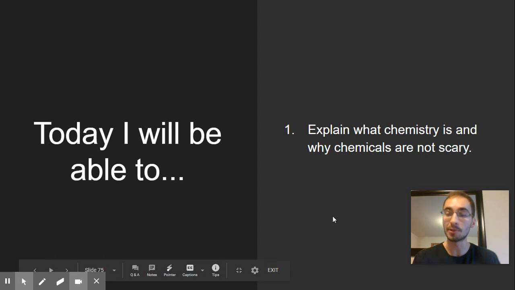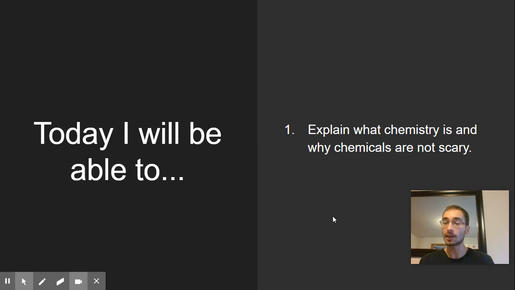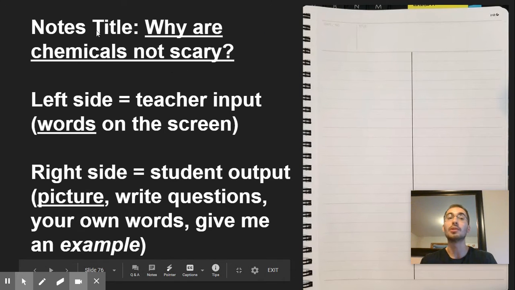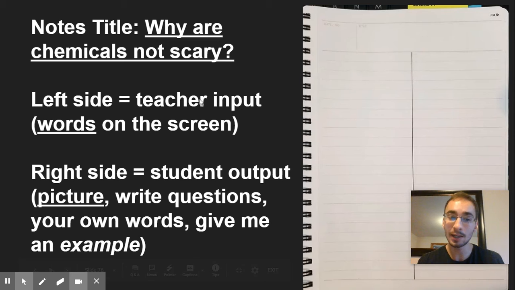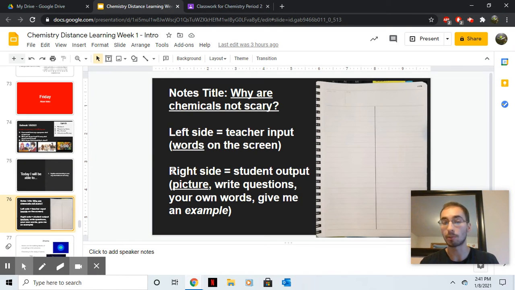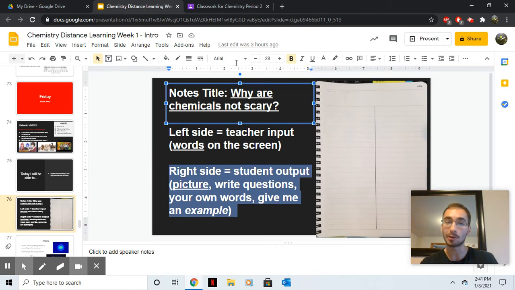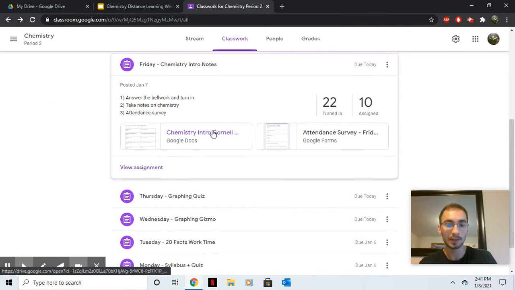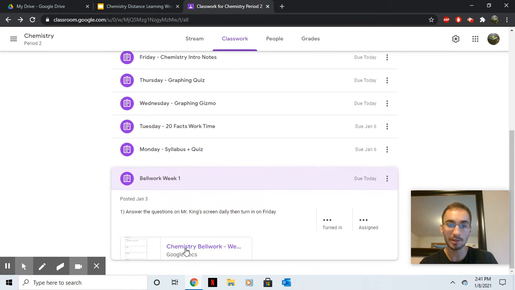Next, today you should be able to explain what chemistry is and why chemicals are not scary. So, how I do my notes, I basically divide them in half. I give you what we're learning about today, and then on the left side is called teacher input. So it's basically like your answer, and then on the right side, you'll find a picture or give me an example.